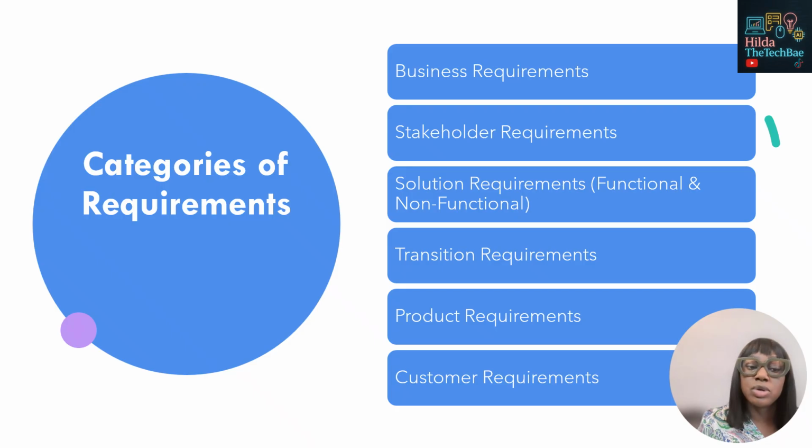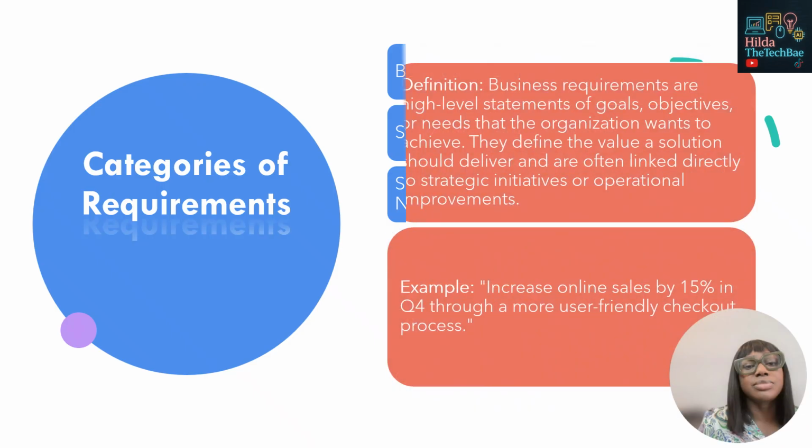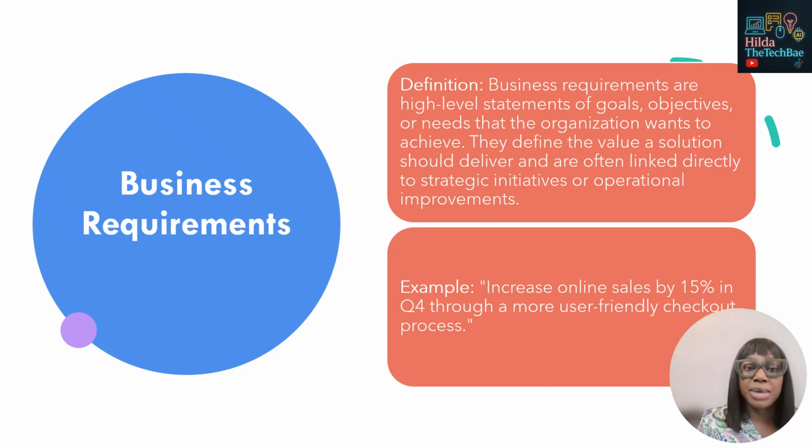So the first requirement we're talking about is business requirements. Business requirements are the why behind the project. Business requirements help to focus on the value or the benefit the organization is hoping to gain. They are not concerned with how something will be implemented, but rather what needs to change or improve at a strategic level.